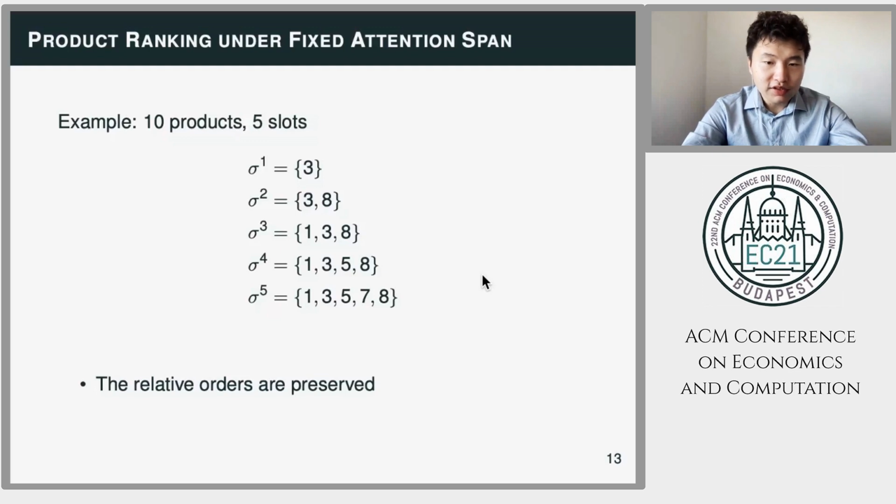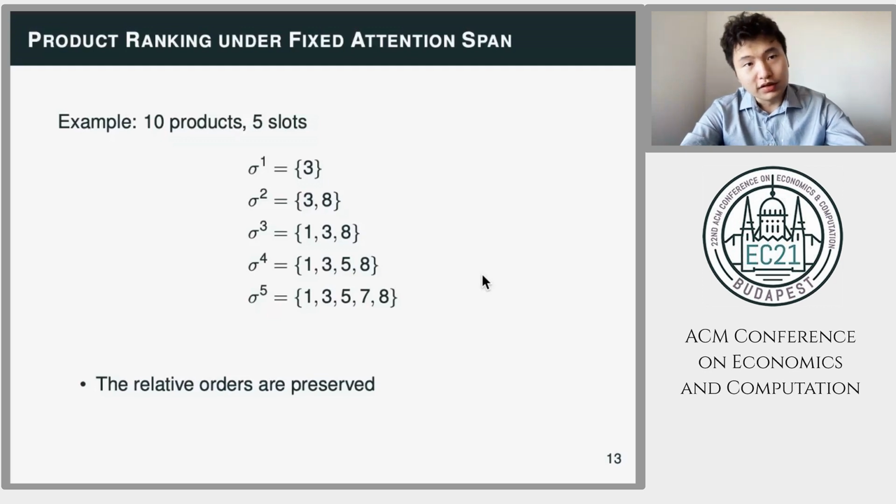Meanwhile, it's worth mentioning that the relative order of the products under different attention spans is also preserved. For example, product 3 is on top of product 8 in sigma 3. Then, in sigma 4 and 5, product 3 should also be placed on top of product 8.